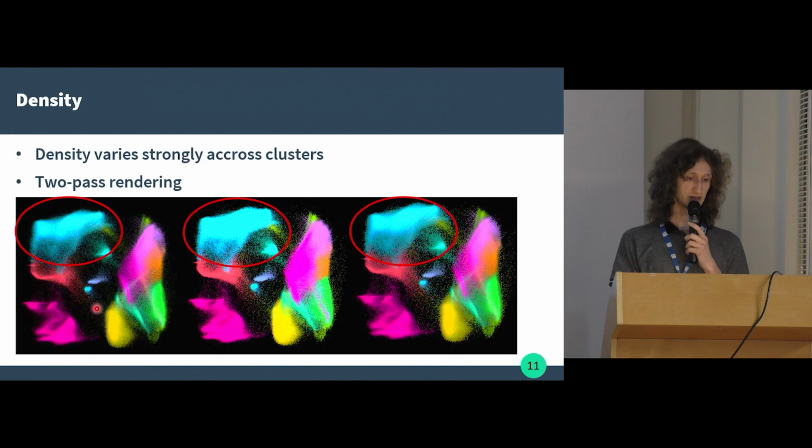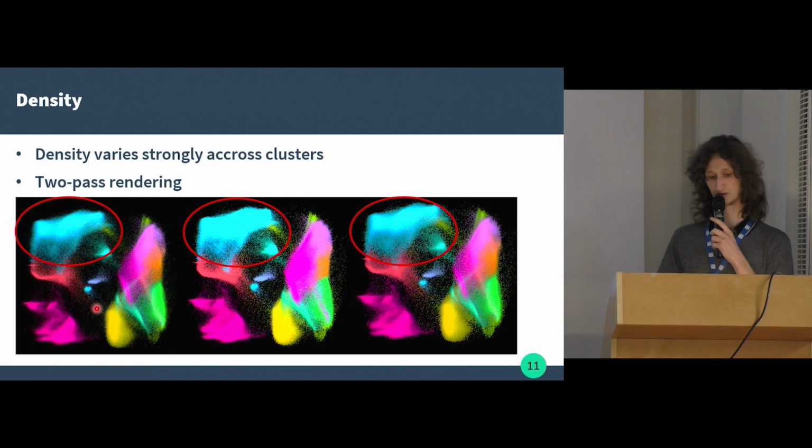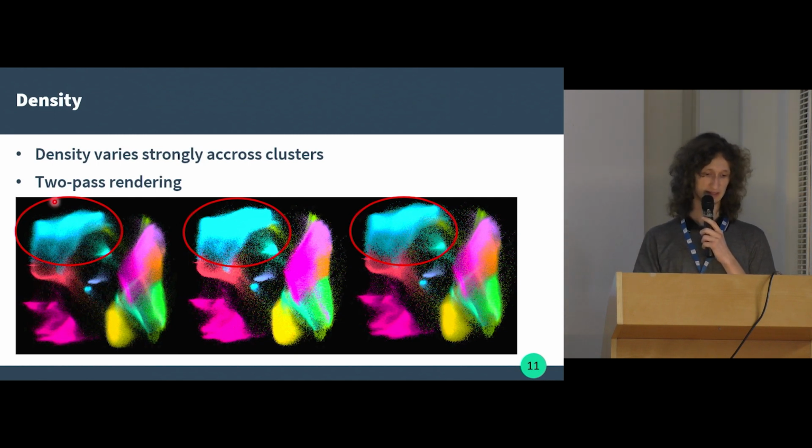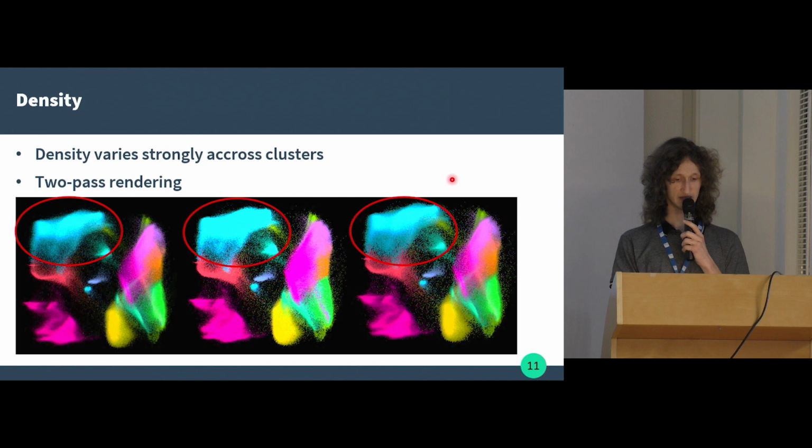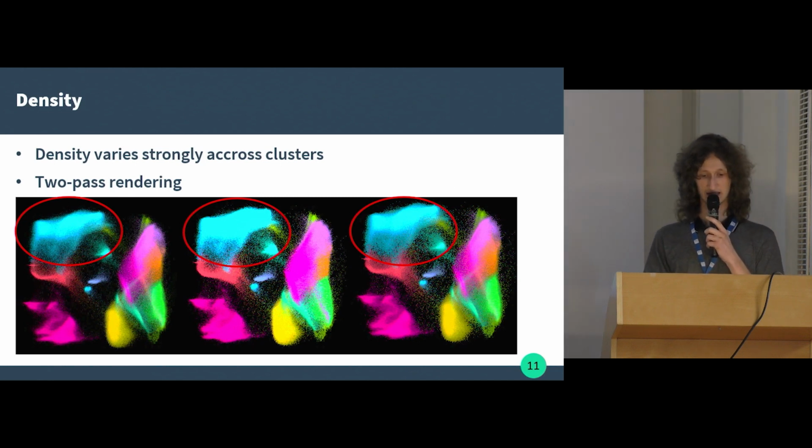On the left image, we have single-pass rendering and a high transparency setting. The sparse parts are not visible, unlike in the other two pictures, but we can discern the densities in the red circle. On the second image, we are again using single-pass rendering, this time with a lower transparency setting. The sparse areas are now visible, but the area in the red circle now appears to be homogeneous. And in the last image, we are using two passes. We can see both the sparse areas, and we can discern the densities inside the red circle.